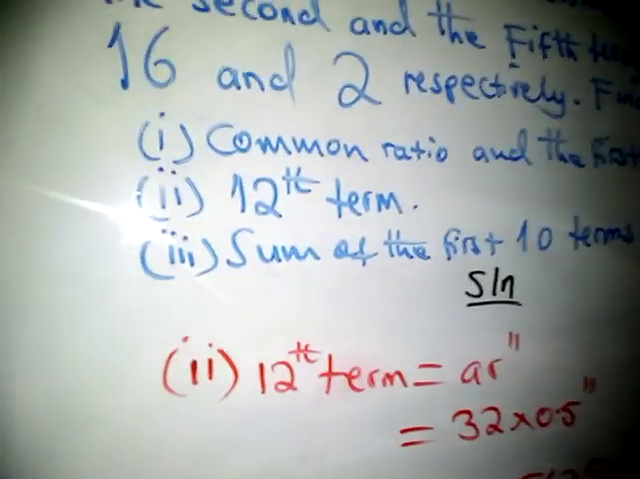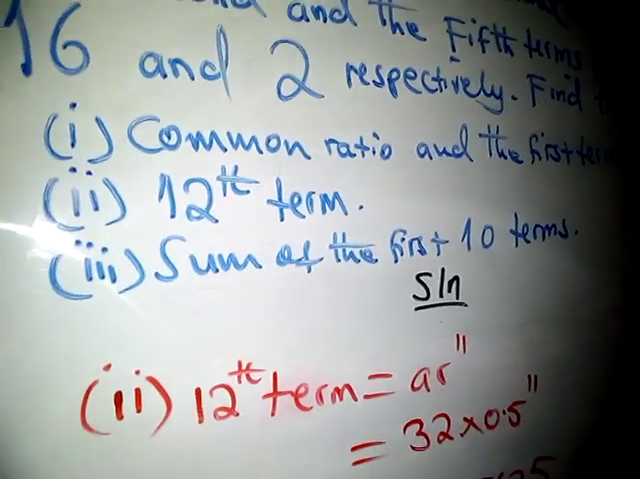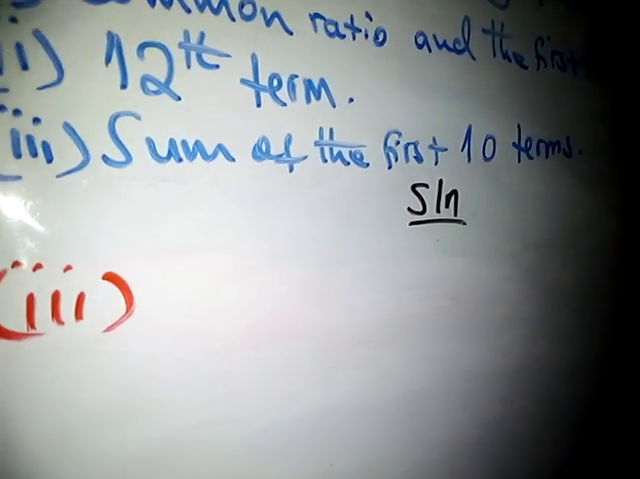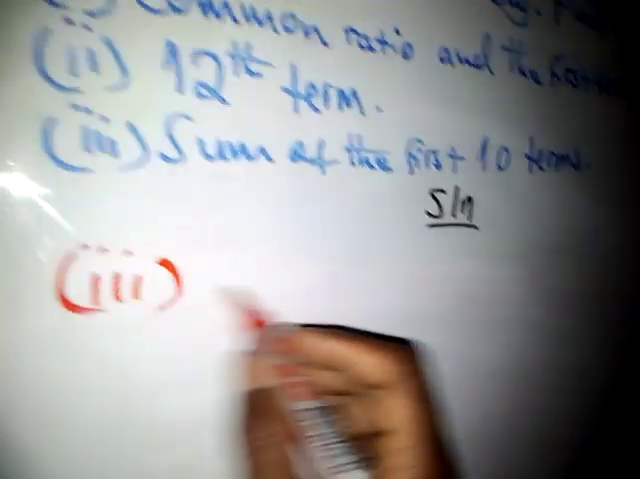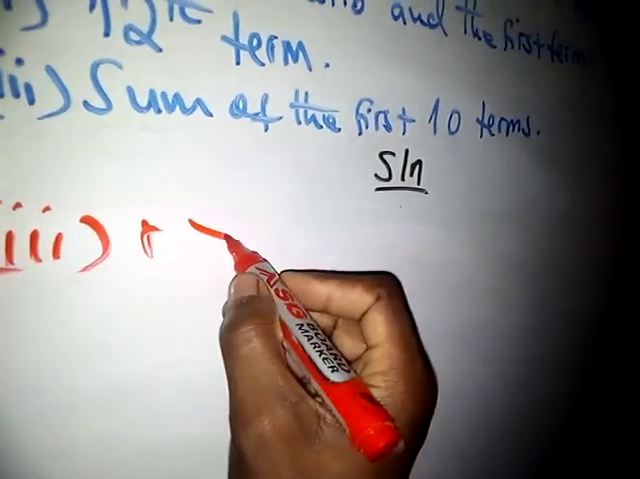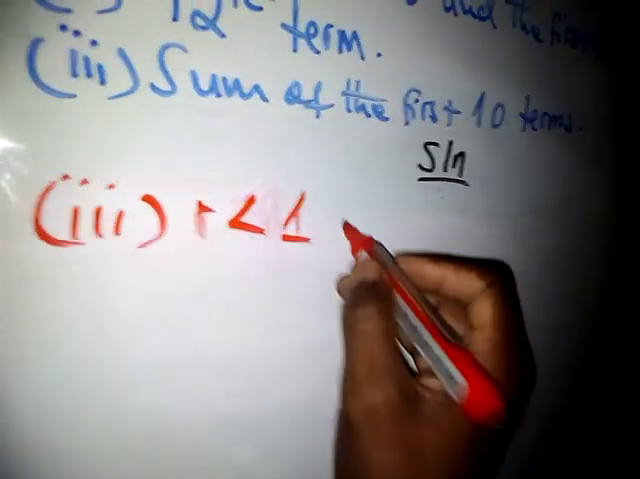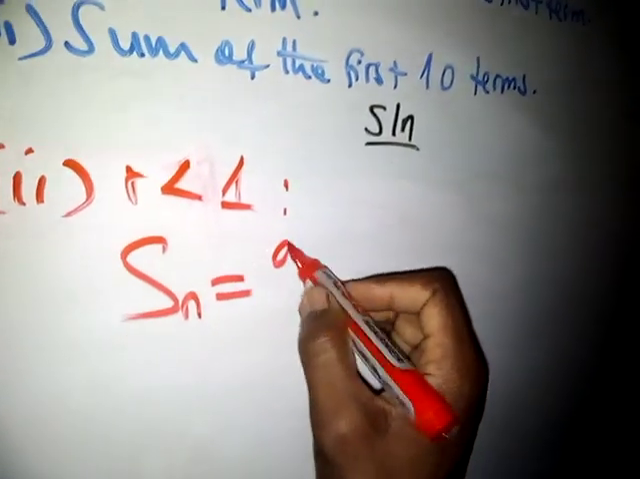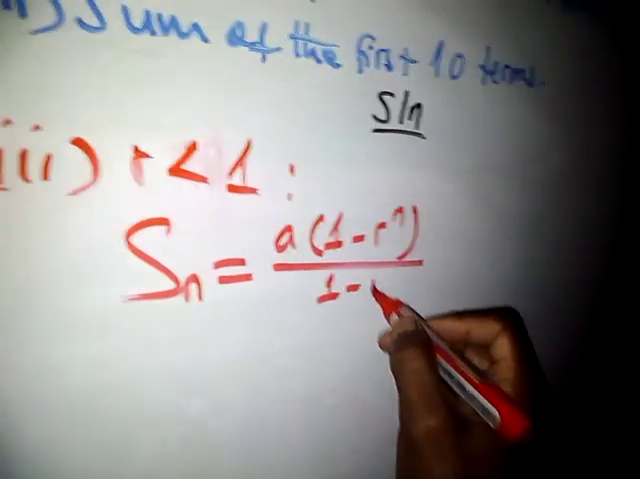Now let's turn attention to the third and last part, the sum of the first 10 terms. The sum of the first n terms of a geometric progression has two formulas, and those two formulas depend on the value of r. If r is less than 1, then the sum of the first n terms is equal to a times 1 minus r to the n, over 1 minus r.